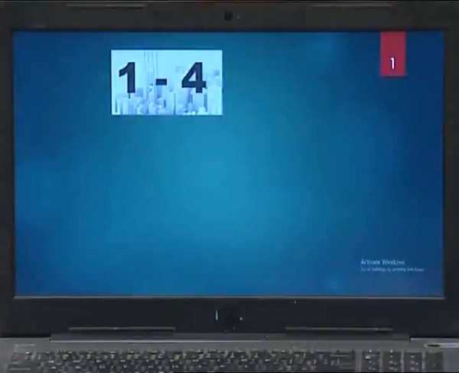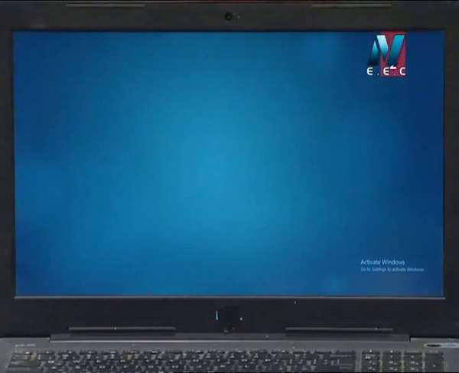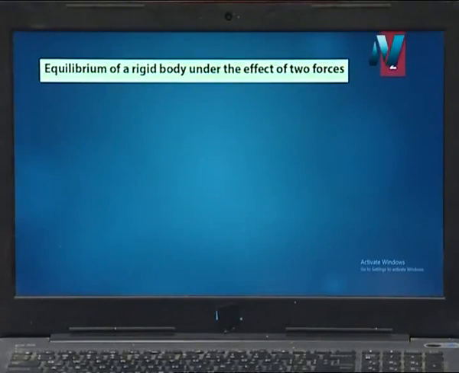Okay? Today we are going to study a new lesson which is equilibrium, part 1. This lesson is divided into two parts. Okay, so equilibrium of a rigid body under the effect of coplanar forces meeting at a point. Equilibrium of a rigid body under the effect of two forces.